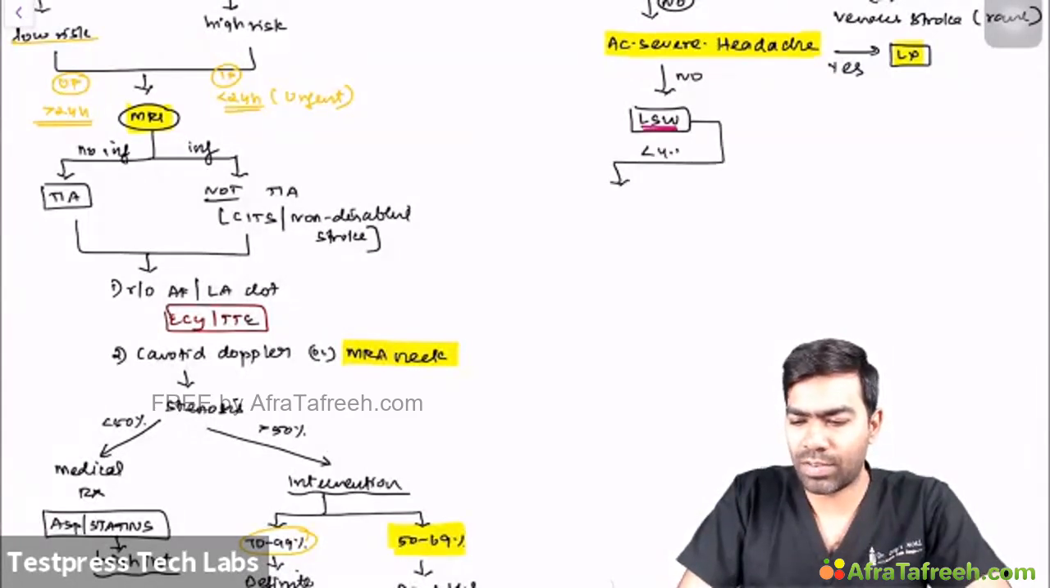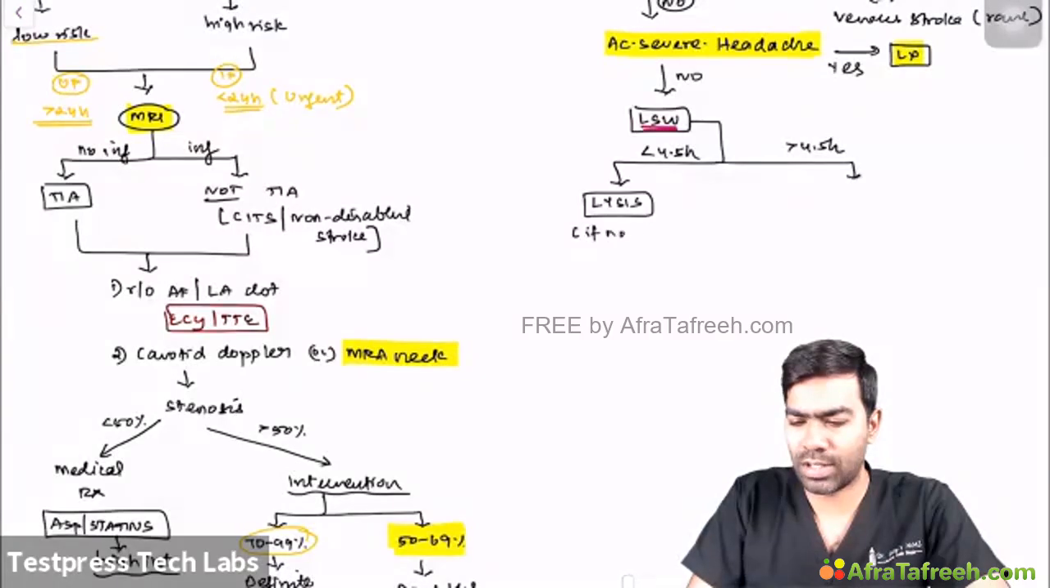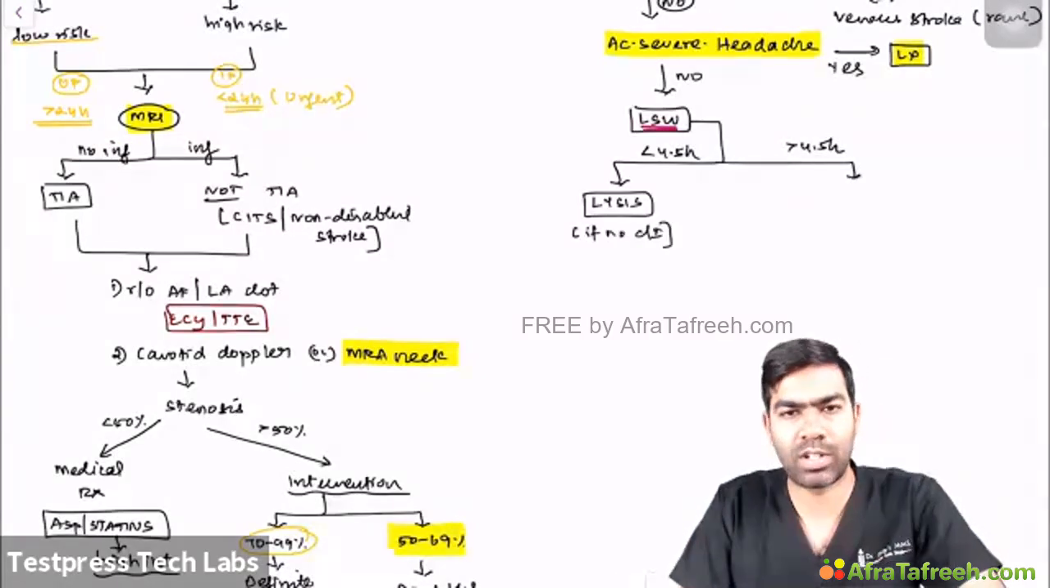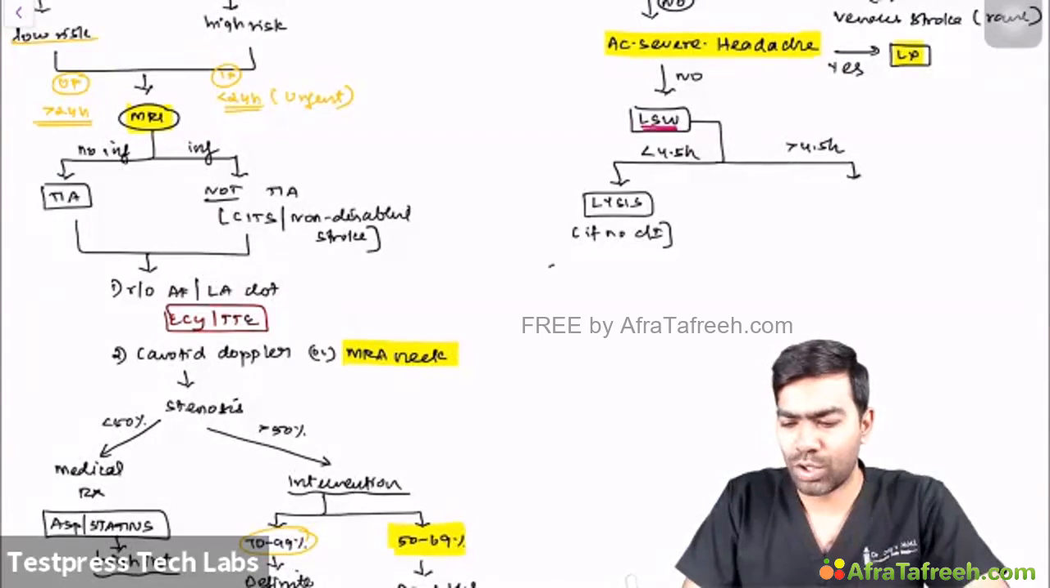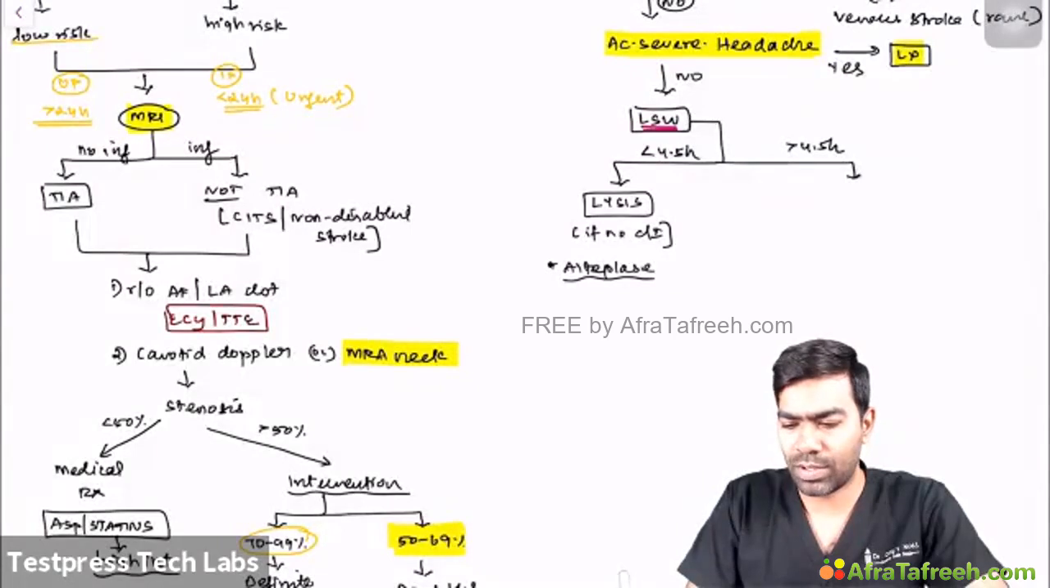The last seen well time is less than 4.5 hours or more than 4.5 hours. If it is within 4.5 hours, then you can think about doing a thrombolysis. Remember, if there are no contraindications, you can go ahead with a thrombolysis in this setting. The usual drug that we follow is alteplase. That's the usual standard drug that we give. The dose should be kilogram based. The usual dose that we follow is 0.9 milligram per kilogram.